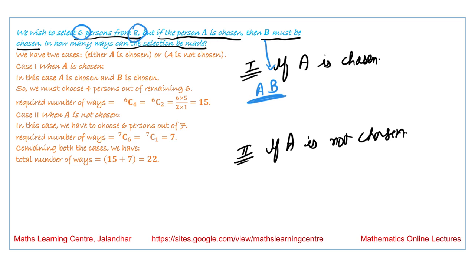Now the number of persons we are left with is 6. Out of these 6 persons, we have to choose 4 persons. 6C4 is equal to 6C2, that is equal to 15.